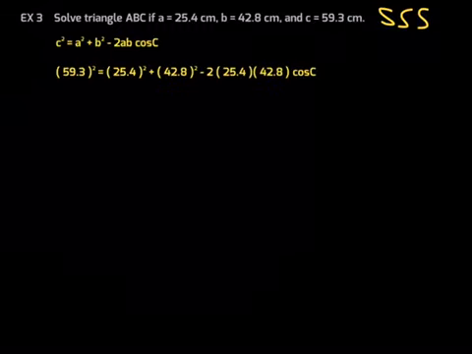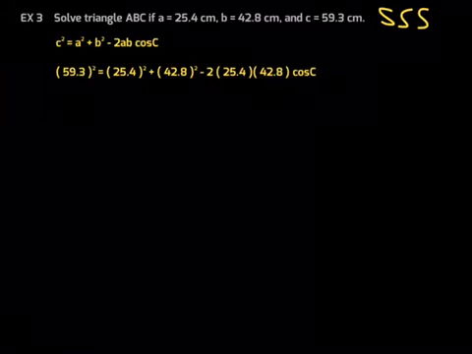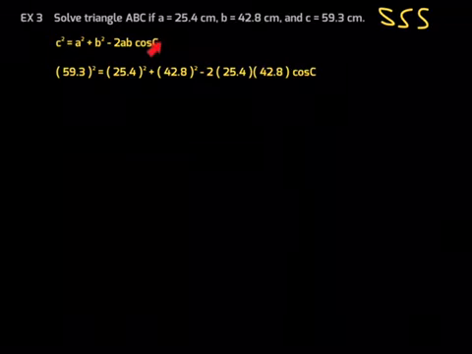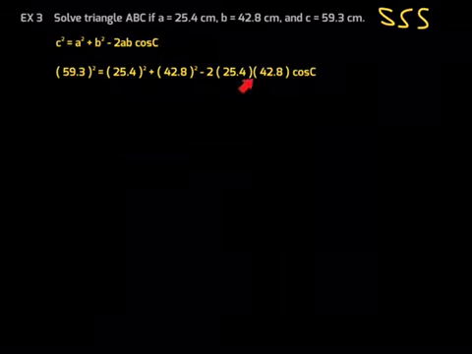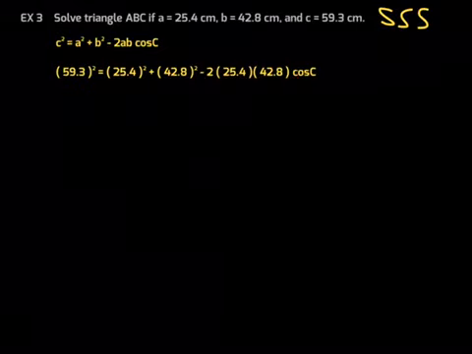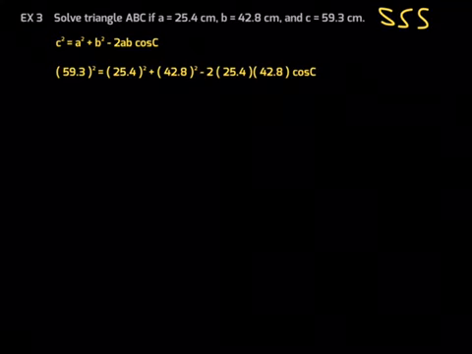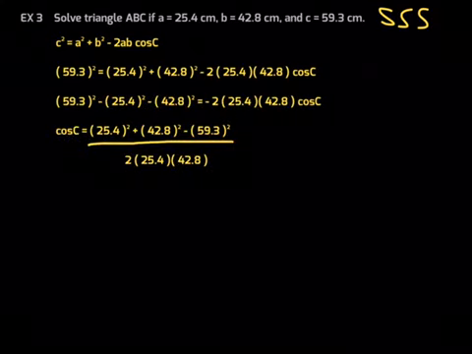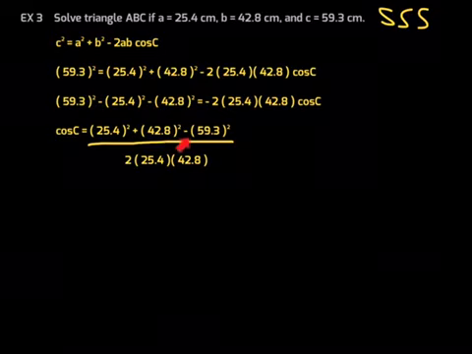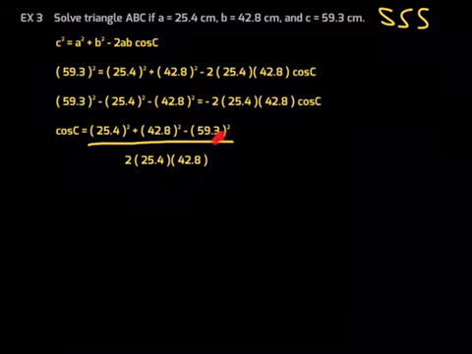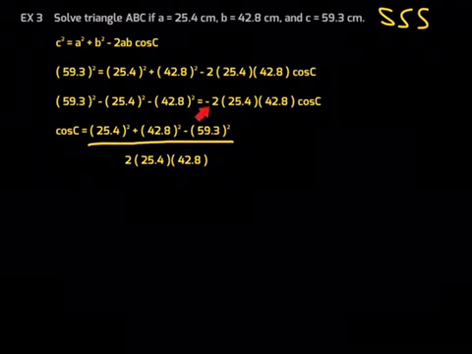We have c squared is equal to a squared plus b squared minus 2ab times cosine of angle C. Now, I know all the side lengths here. What I do not know is angle C. So I have plugged everything in, and I'll isolate cosine of C. This is what I'm getting: cosine of C is equal to 25.4 quantity squared plus 42.8 quantity squared minus 59.3 quantity squared. Notice the signs change, because we divided both sides by that negative as well. And then all of this divided by 2 times the product of those two sides.